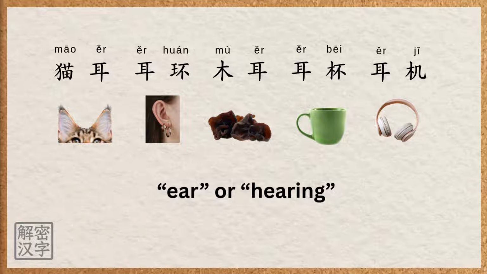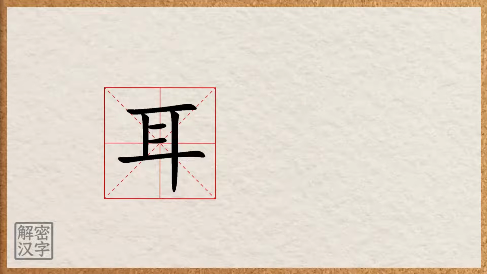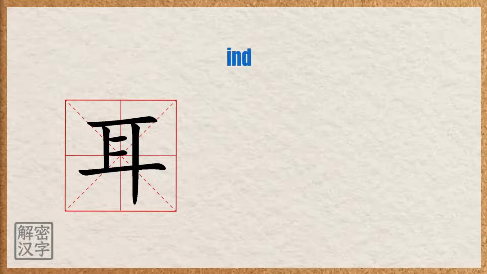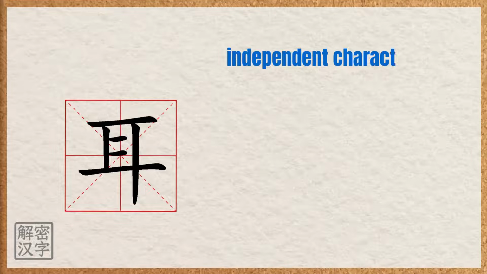And once you pick up on this pattern, it becomes way easier to figure out what new words might mean. Now let's practice reading it. Ěr. The character 耳 is an independent character.